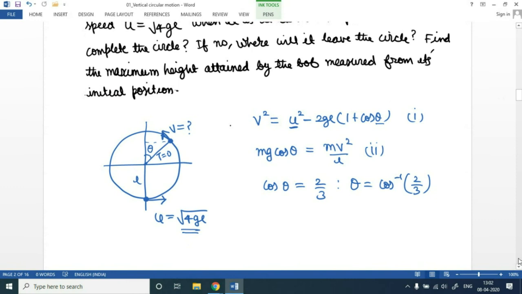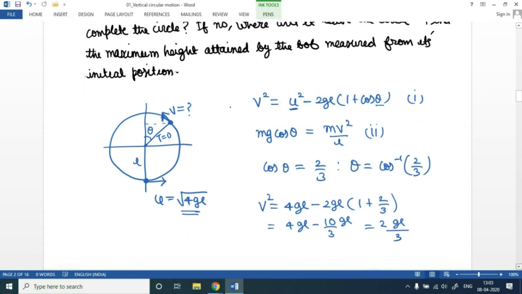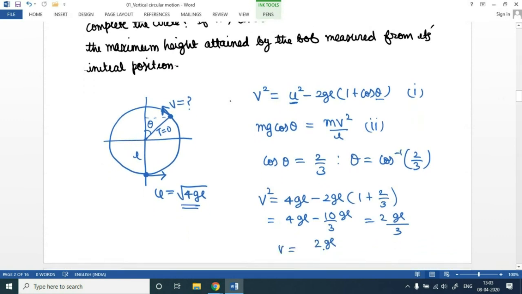Now, substituting the value of theta in this equation, we can find the value of v. Here v square would be u square, which is 4gL, minus 2gL into (1 plus cos theta), and cos theta is 2 by 3. So this gives 4gL minus 10gL by 3, that would be 2gL by 3. That would be v square. So obviously v will be equal to root under 2gL by 3.